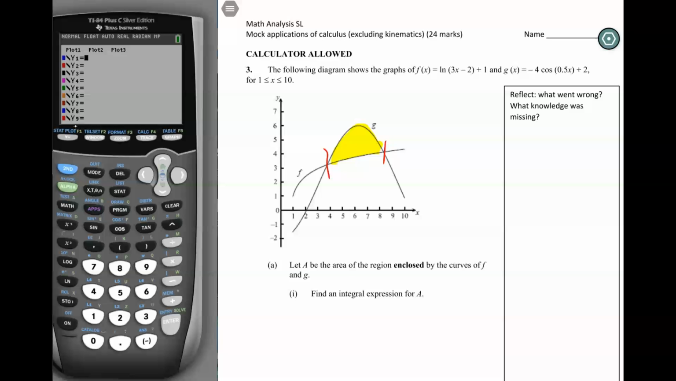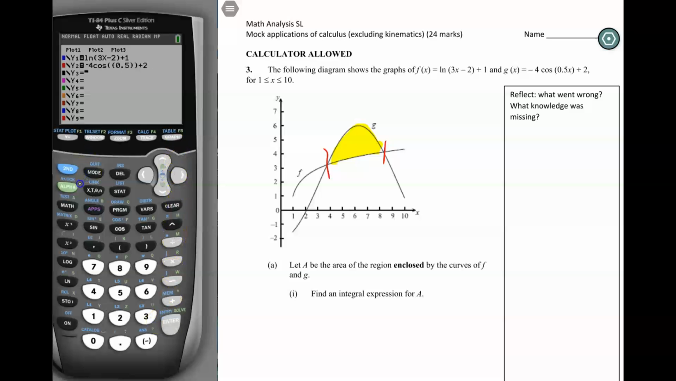So we're going to type in natural log parentheses x, 3x minus 2, plus 1, and that's our y1, and our y2 is going to be negative 4, not minus 4, negative 4 cosine of 0.5x. Oh, and speaking of cosine, we do need to change our calculator mode to radians, because whenever you have a problem like this, the domain or the mode should be in radians.